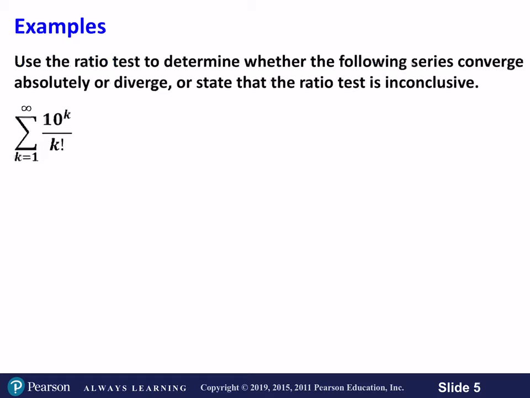Okay, so let's do an example. We're going to use the ratio test to determine whether the following series converge absolutely or diverge, or we're going to state that the ratio test is inconclusive. So we have the sum from k equals 1 to infinity of 10 to the k over k factorial. So let's use the ratio test. I think it's always a good idea to say what you're using up top.